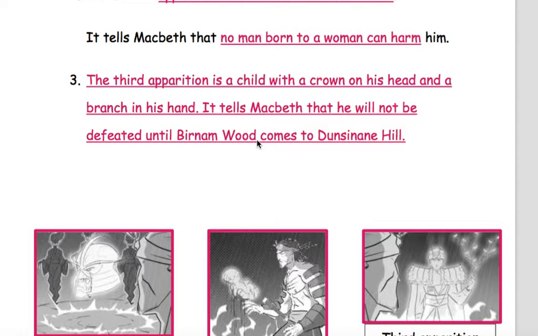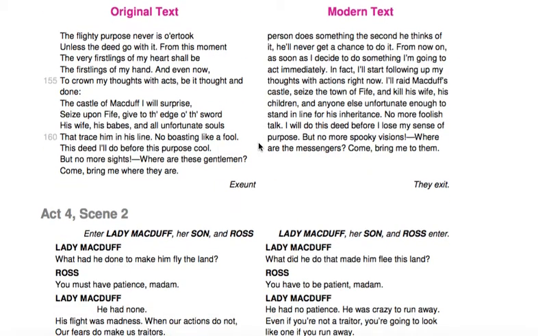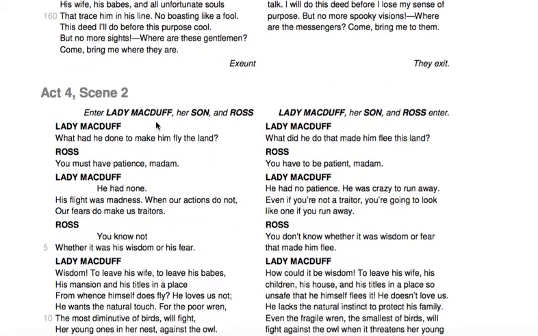And one of the reasons really is because he's angry. He's angry that Macduff has chosen to leave the kingdom and defy Macbeth. So he wants to kill off his family just out of defiance, right? He wants to show Macduff that he shouldn't mess with the king. So let's take a look at scene 2. It starts on page 49 of your script. And here we have Lady Macduff and her son and Ross.